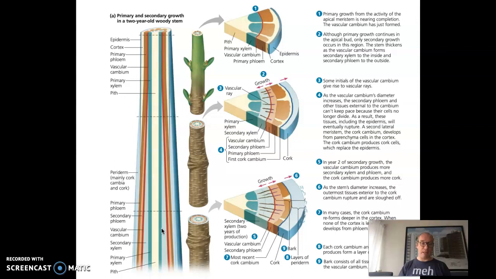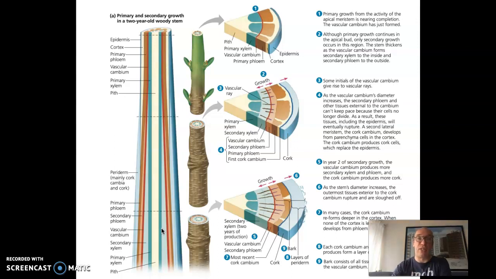In the summer, the growth is slower and the cells become smaller but have thicker walls. We call that summer wood. So summer wood and spring wood together form an annual ring.